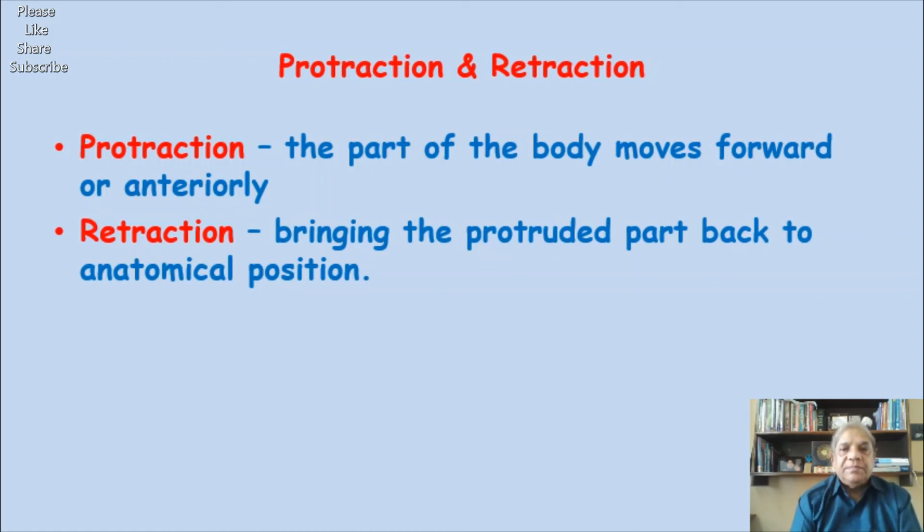For example, when you protrude your tongue, see me, I will protrude my tongue. This movement of the tongue, which is a part of the body, is moving forward, anteriorly, away from the anterior surface. That is called protraction, and bringing back my tongue into the mouth will be called retraction.